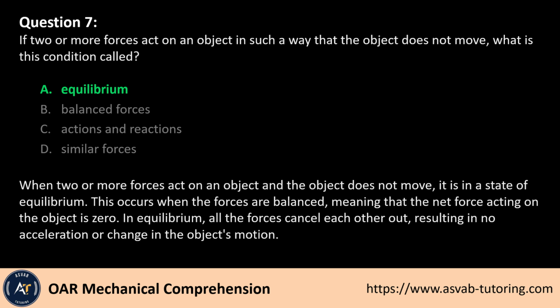The answer is A. When two or more forces act on an object and the object does not move, it is in a state of equilibrium. This occurs when the forces are balanced, meaning that the net force acting on the object is zero. In equilibrium, all the forces cancel each other out, resulting in no acceleration or change in the object's motion.